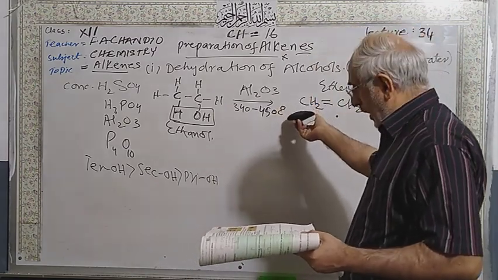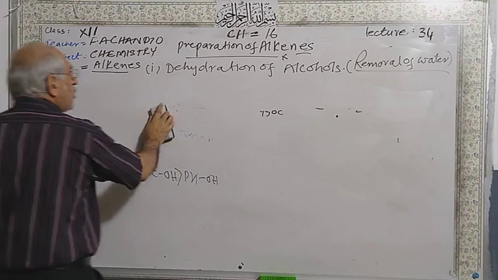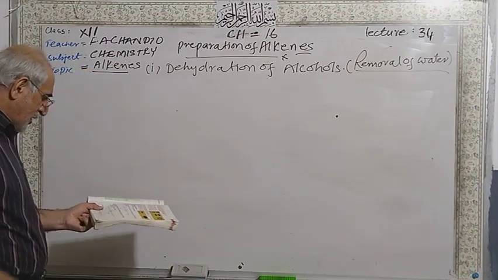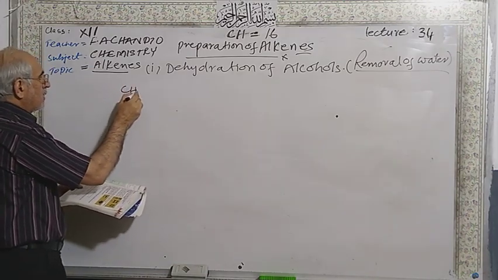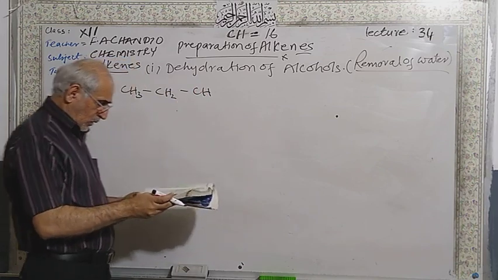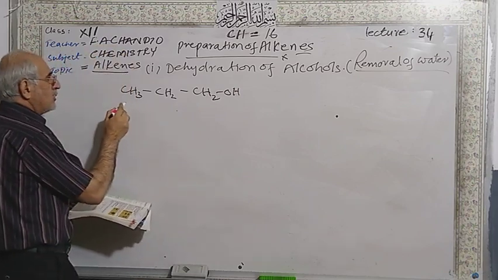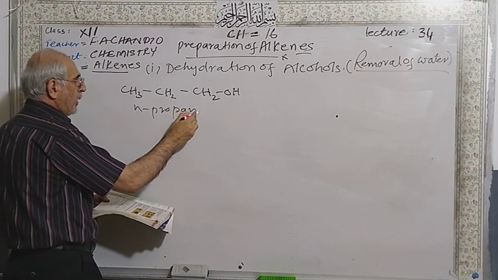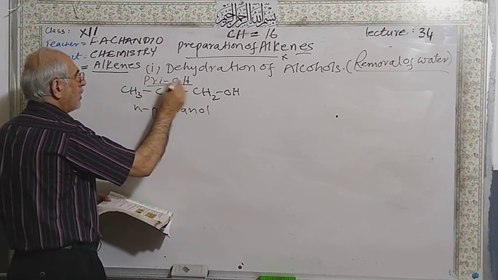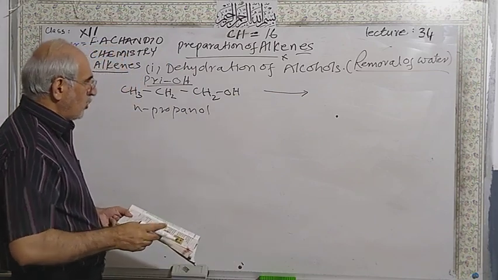So this is the general idea I told you. Now I am going to take primary, secondary, and tertiary alcohols for the dehydration. These are the dehydrating agents I already told you, and you have to note the ease of dehydration of different types of alcohol. First I am going to write CH3, CH2, CH2, OH. This is a primary alcohol. 1-propanol or n-propanol is called a primary alcohol, so dehydration will be very difficult.